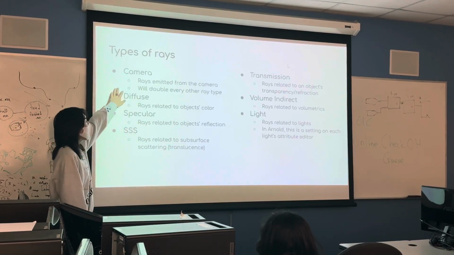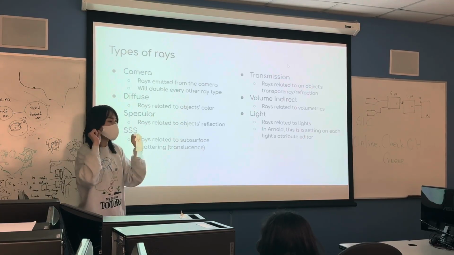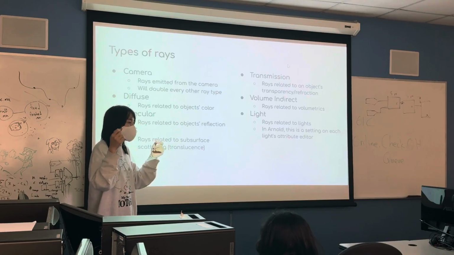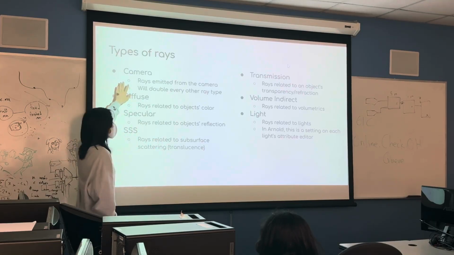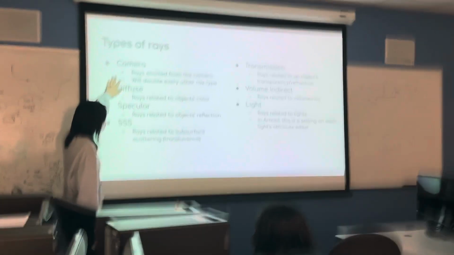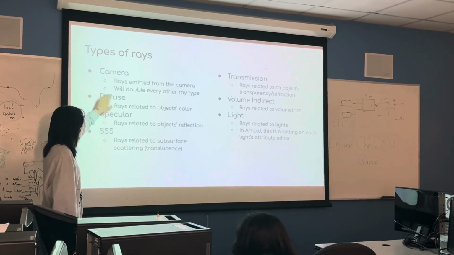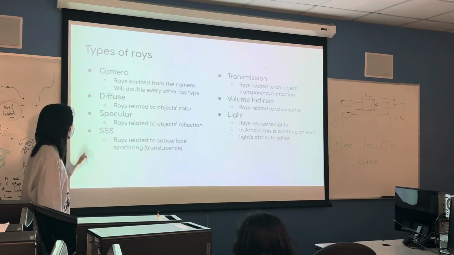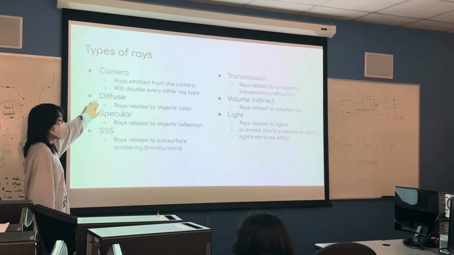So first is the camera ray. These are rays that are emitted from the camera. So the photons that go directly into the camera, this is what it represents. It is the camera ray. And the important thing to note is that it doubles every other ray type, and we'll get into why a bit later.